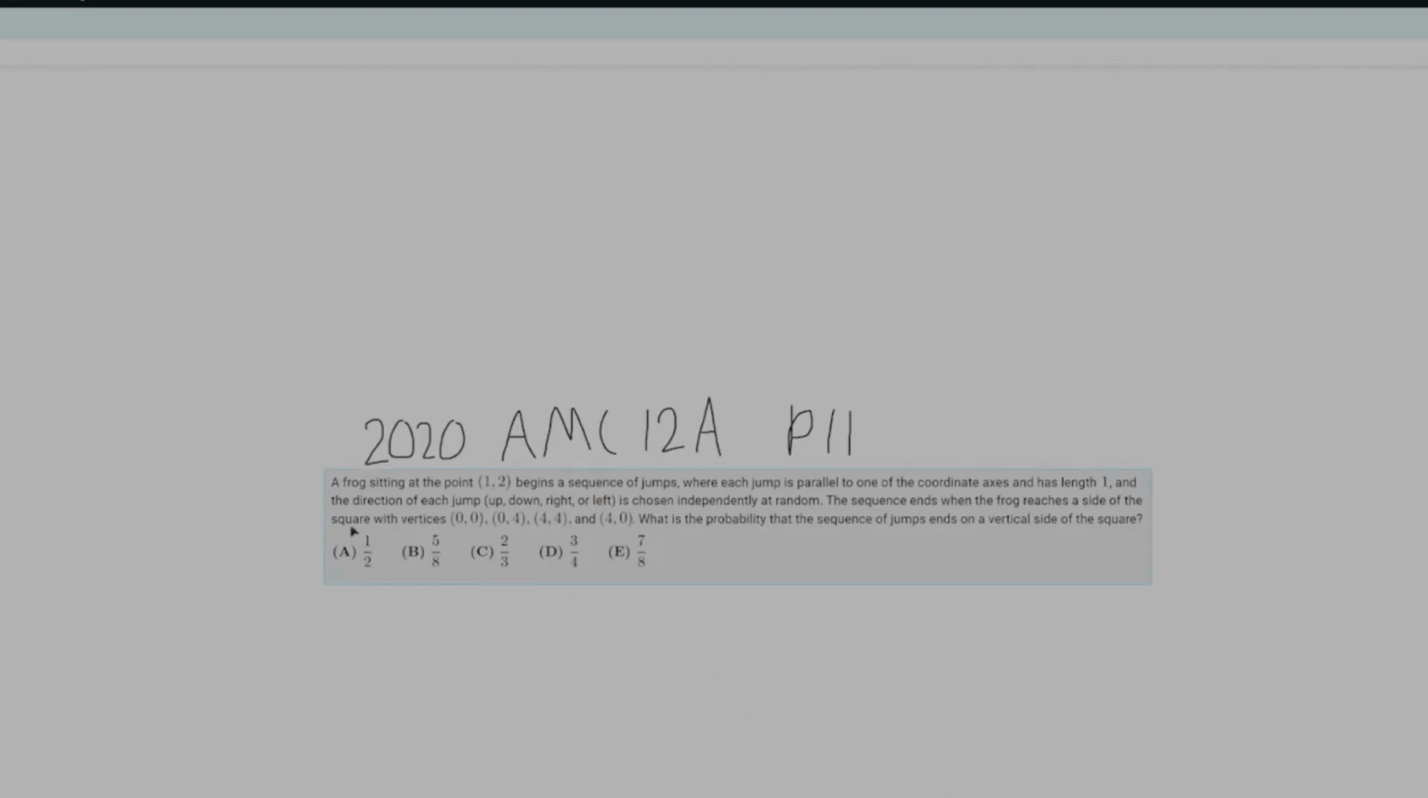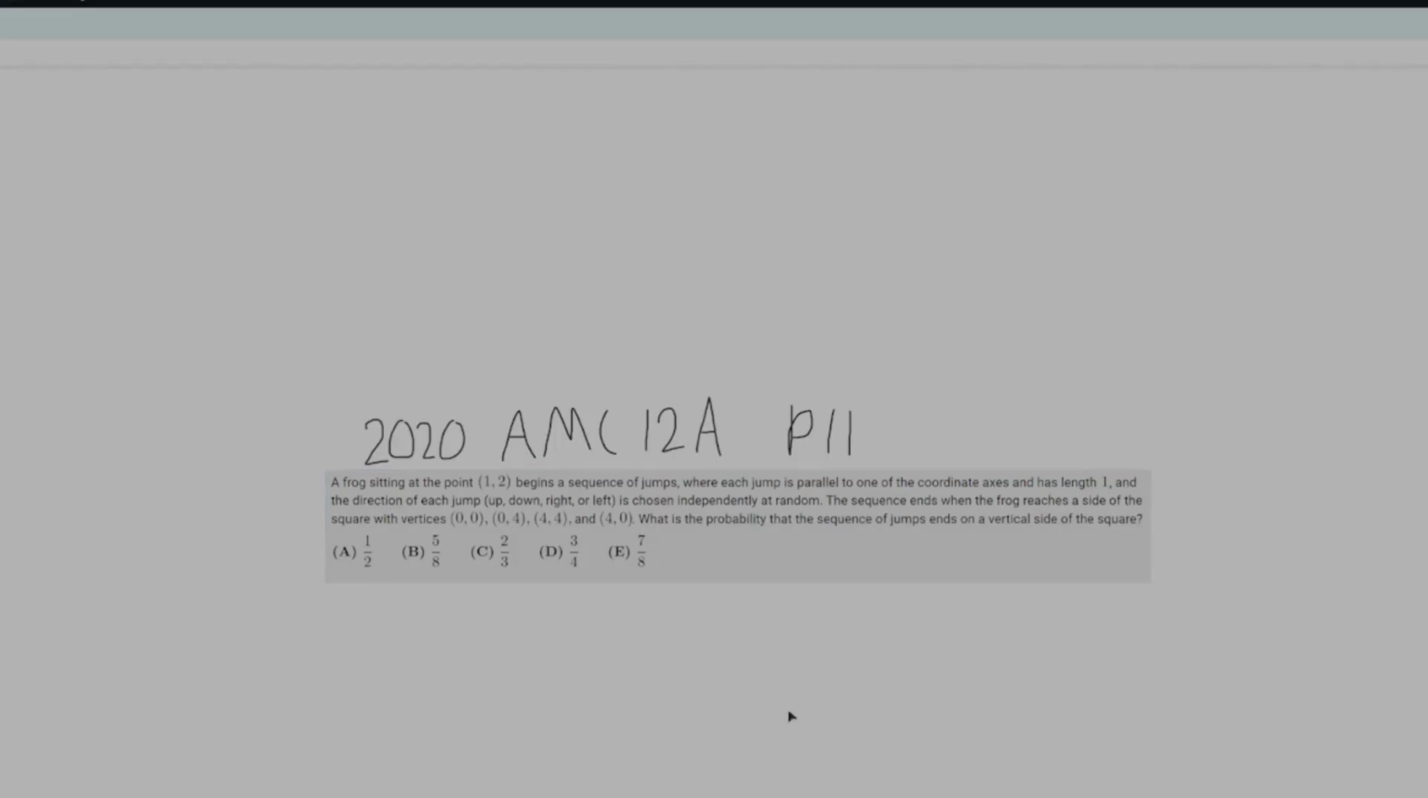Okay, a frog sitting at the point (1, 2) begins a sequence of jumps where each jump is parallel to one of the coordinate axes and has length 1. And the direction of each jump, up, down, left, or right, is chosen independently at random. The sequence ends when the frog reaches a side of the square with vertices (0, 0), (0, 4), (4, 4), and (4, 0). What is the probability that the sequence of jumps ends on a vertical side of the square?